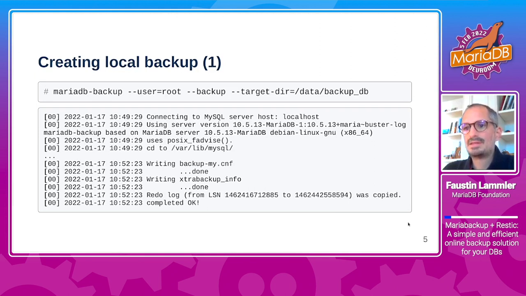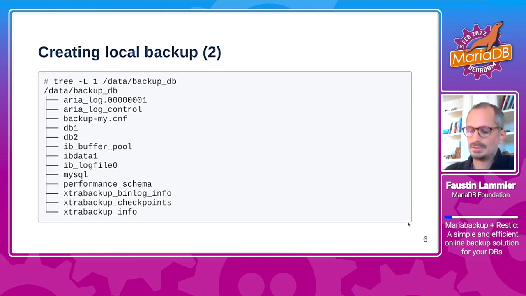Here is how you can create a local backup. So this is the command line, and this is more or less what the output would look like. The tree of your backup directory, you will recognize here, is more or less the same as the data dir of your MariaDB instance. And it's important to understand also that there is no compression, and the size of your backup directory is going to be more or less the same as the one from your MariaDB instance data dir.